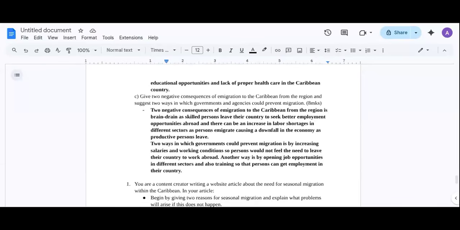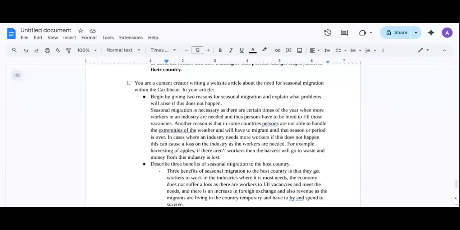So, two reasons for seasonal migration. Why might people migrate seasonally? Miss, is that like people that go to Canada to pick apples and stuff like that? So that's an example of seasonal migration. Okay. Good. So what is the reason for seasonal migration?